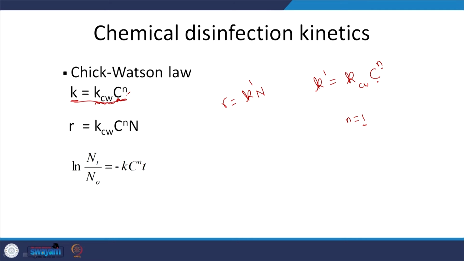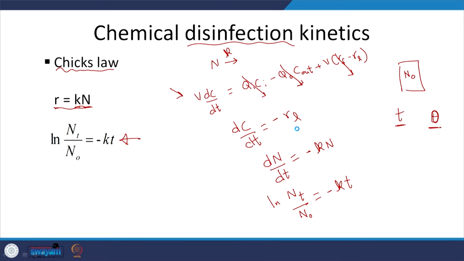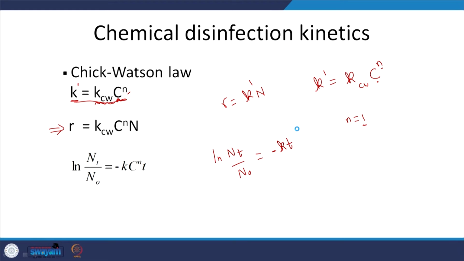So, this is our K dash, right, and R is thus equal to this, and similar to the case earlier where we had in Chick's law, from Chick's law we know and we derived that for the batch system it was equal to minus K T. Hopefully, I did not make any petty error. Yes, we did not. But now K is K dash, which is equal to this. So, that is equal to minus K dash, that is equal to Kcw C to the power of n T.